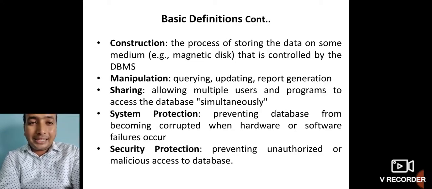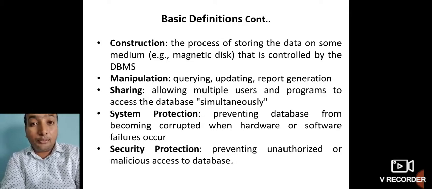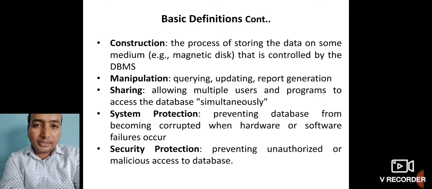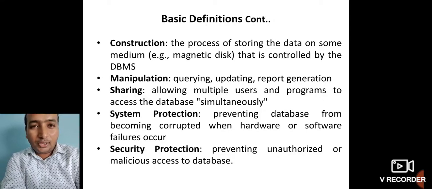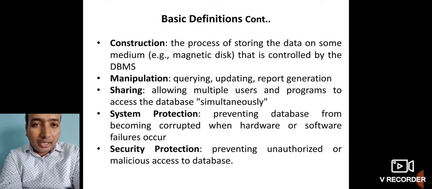So after these three basic functionalities, the fourth one is system protection. This is very important. See, now you have created a database system. You have your data, you're doing the manipulation, you're going to share it with your end users. A very important thing is you should have protection for your system, isn't it? So what we mean by system protection is you are giving a privilege of preventing the database from being corrupted when a hardware or software failure occurs. I think you have understood. You have your DBMS running in a system.